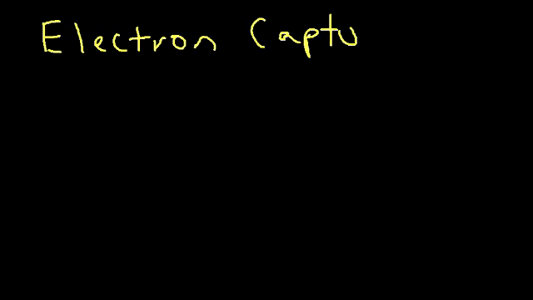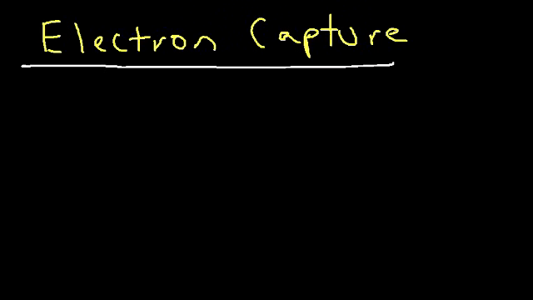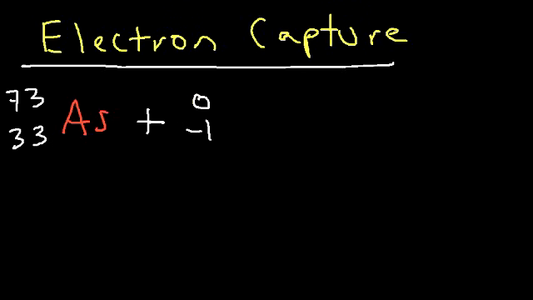The next type of decay we're going to talk about is electron capture. So what exactly is an electron capture? Well, sometimes the nucleus of an atom can capture one of its inner core electrons. Let's see what happens. Let's say we have arsenic-73. Arsenic has an atomic number of 33. And if the nucleus captures an electron, the electron has to be on the left side.